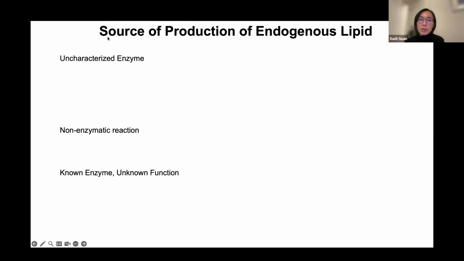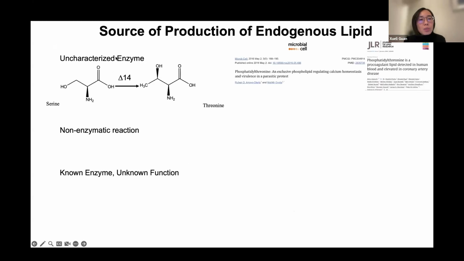The first is an uncharacterized enzyme, and it initially was very promising because a Dalton 14 means it could potentially be threonine, and threonine is a major amino acid, similarly to serine. And in the literature, phosphatidylthreonine has been reported in parasites, and more recently it has become a very interesting molecule also from a human health perspective, with the discovery of phosphatidylthreonine in human blood, which is associated with coronary artery disease. So that would be our first candidate. But when we tried to blast the E. coli genome against the parasite genome, we were unable to find any similarity for the phosphatidylthreonine synthase enzymes.